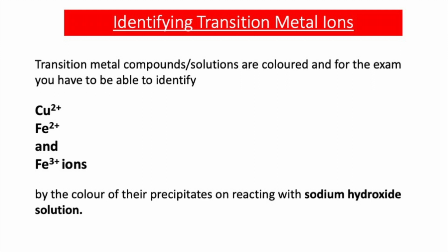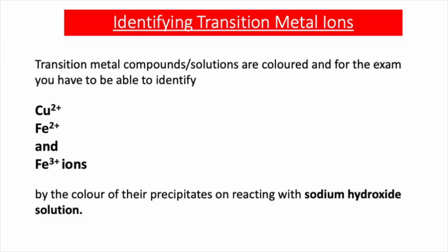So for example, when you add sodium hydroxide to copper 2+ ions, you form copper 2 hydroxide, which is an insoluble solid. It's a precipitate. When you add sodium hydroxide to iron 2 solutions, you form iron 2 hydroxide, which is insoluble. And when you add sodium hydroxide to iron 3 solutions, you form iron 3 hydroxide, which is also an insoluble solid or precipitate.